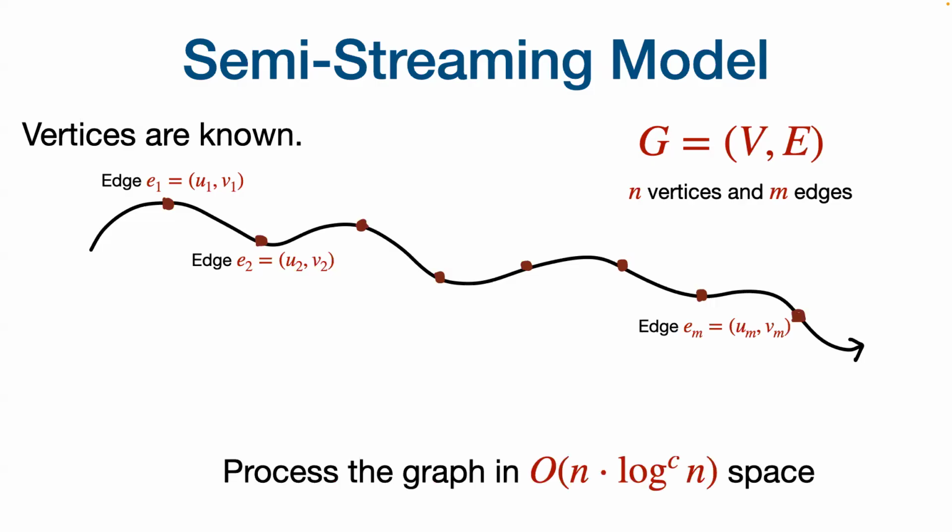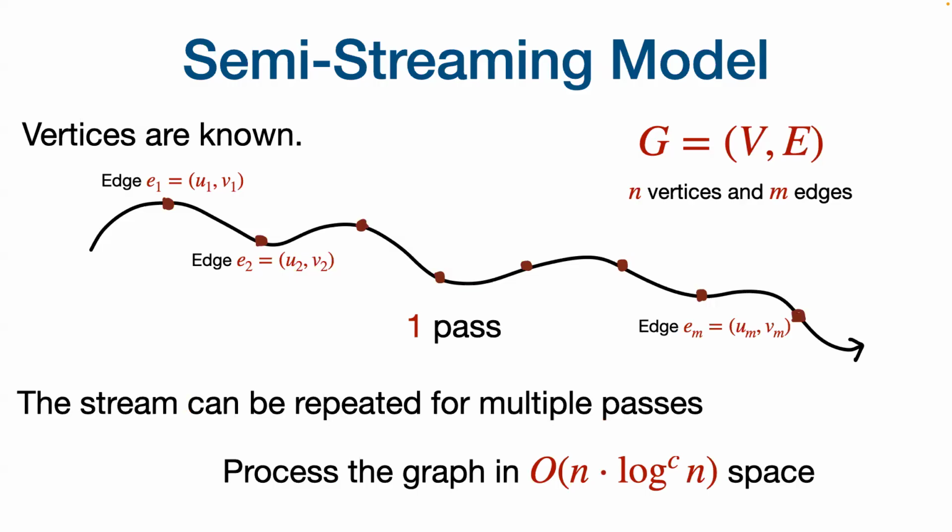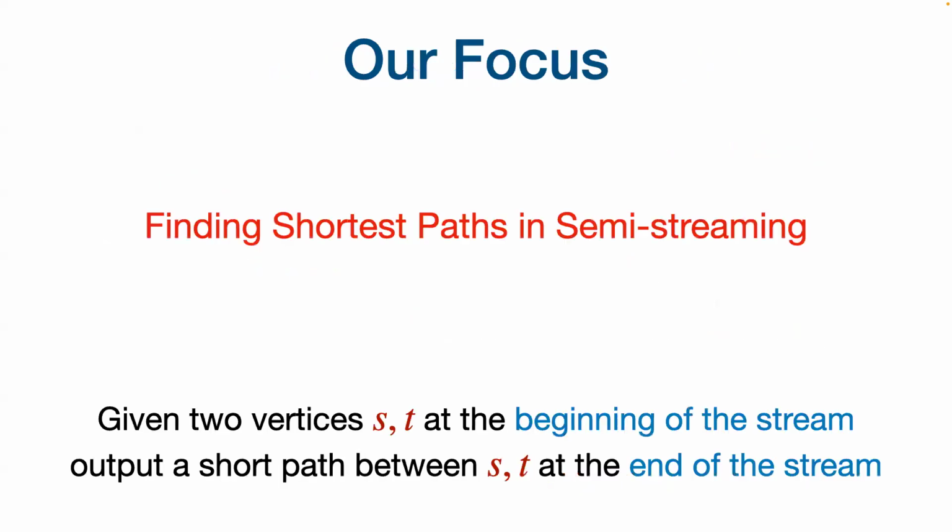The catch is you can't store all the edges to process them. You only have limited order of n polylog space, and you want to process the graph using whatever you can store in this limited space. One pass over the edges, once you see the edges, I'm just going to call one pass. And this stream of edges can be repeated for multiple passes if you wanted to. Okay, we're working with this model. Any questions about the model? I don't think so. All right.